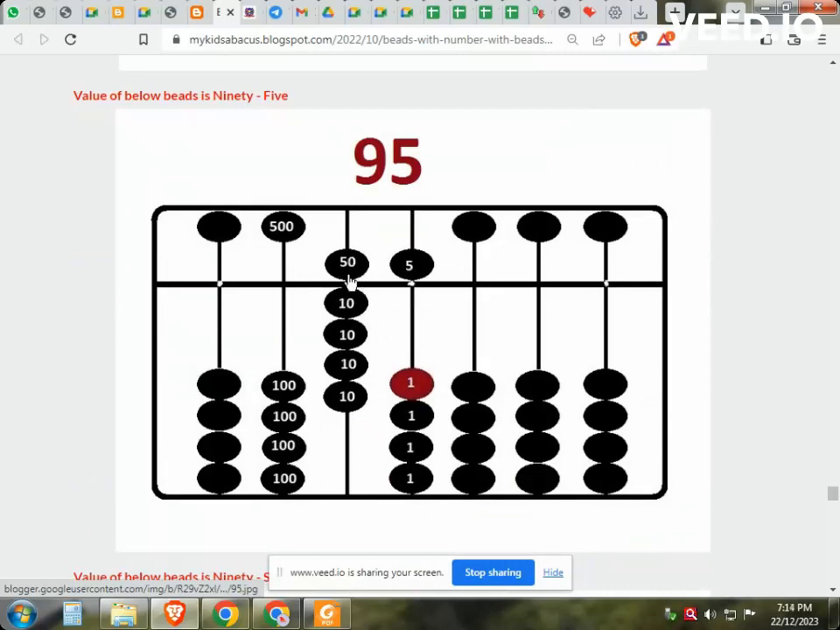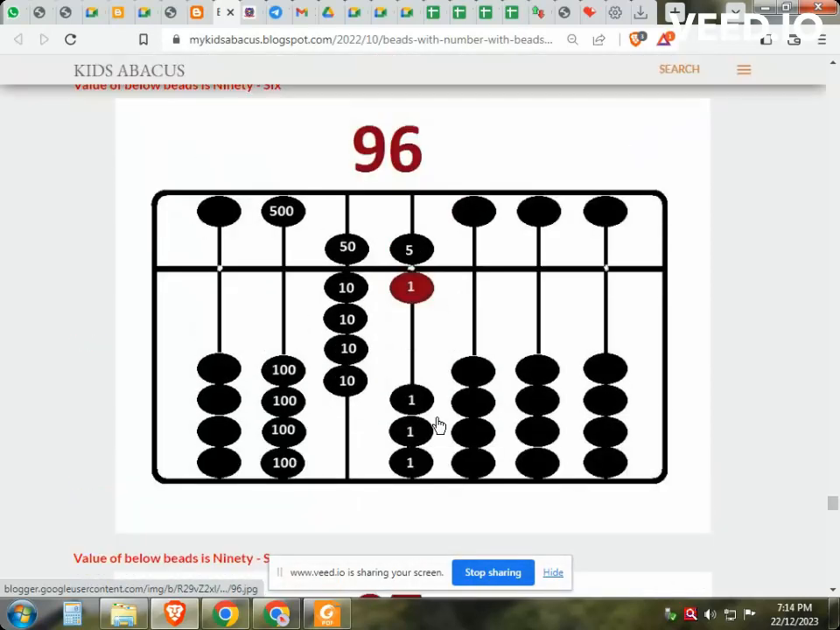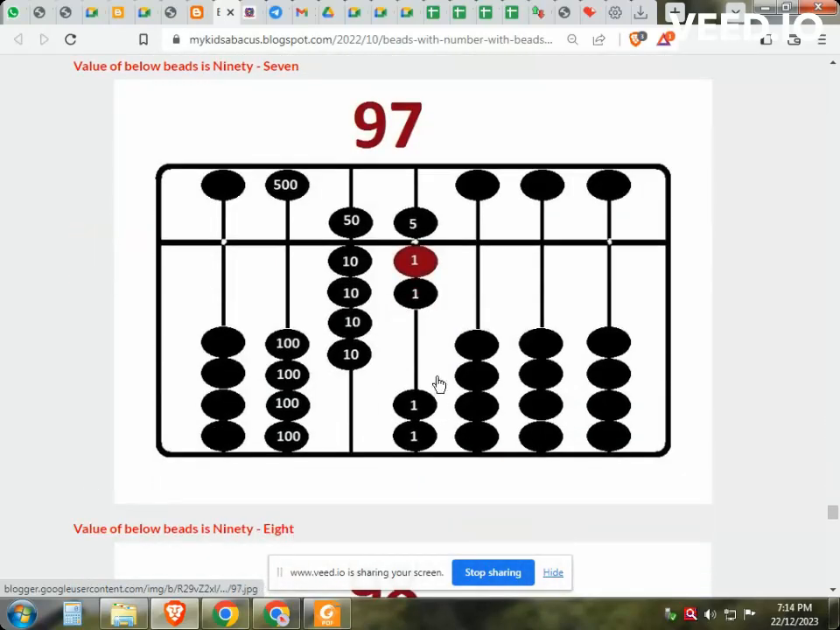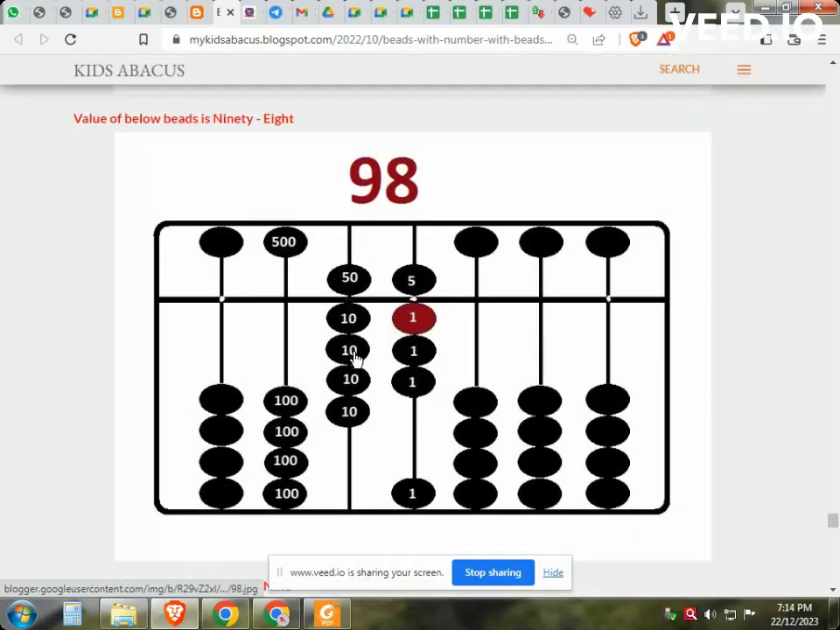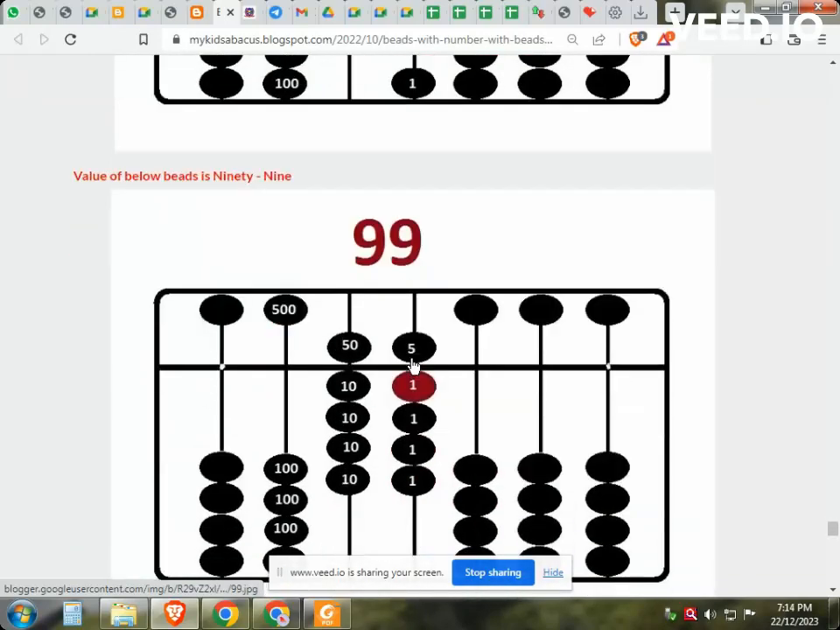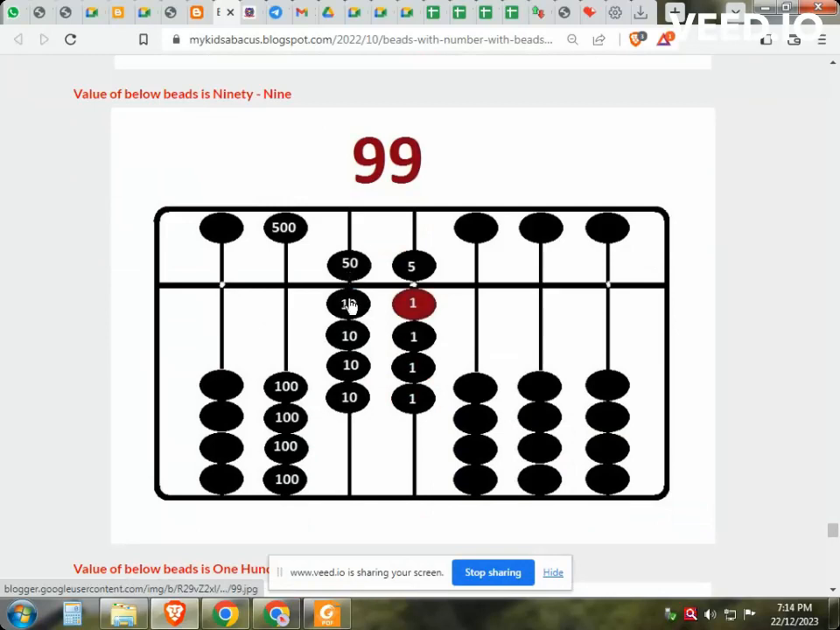This is 95, 50, 60, 70, 80, 90, 90 plus 5, 95. This is 96, 95, 96. This is 97, 95, 96, 97. This is 98, 95, 96, 97, 98. This is 99, 95, 96, 97, 98, 99.